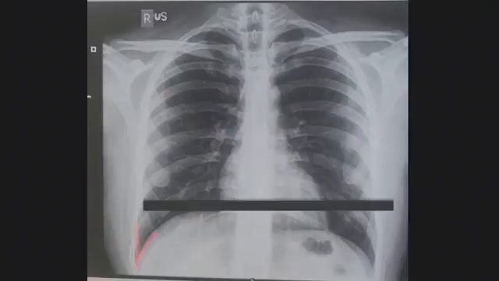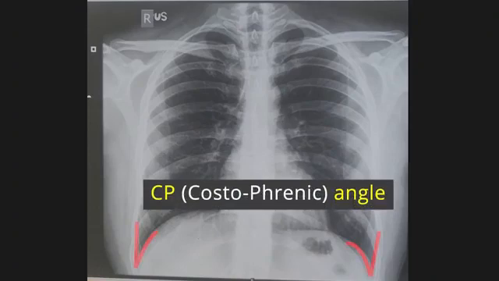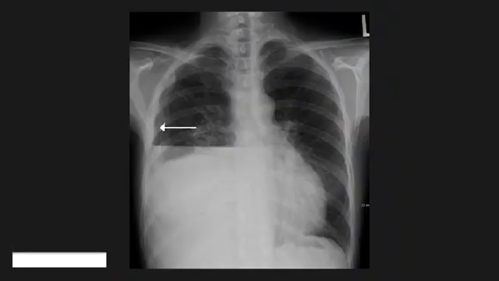Moving further, if we talk about pleura, we have already seen pleural effusion and pneumothorax. One more thing I need to tell you is, whenever we are talking about pleural effusion, we see the CP angle, that is the costophrenic angle. If it is blunted, that is suggestive of pleural effusion. Coming on to the next one.